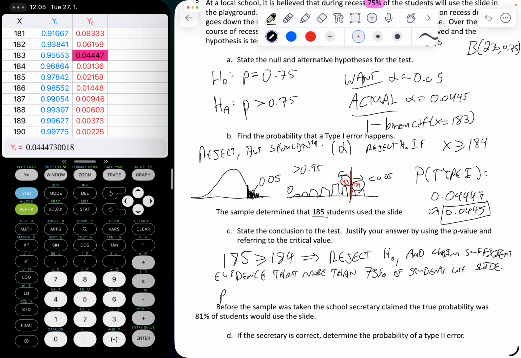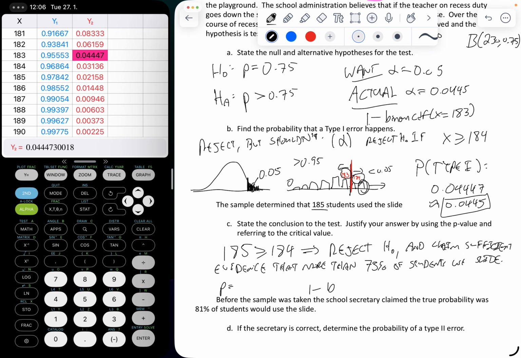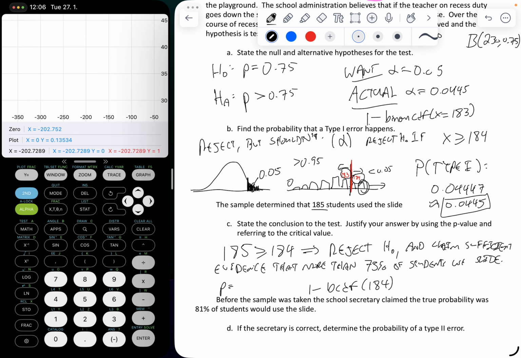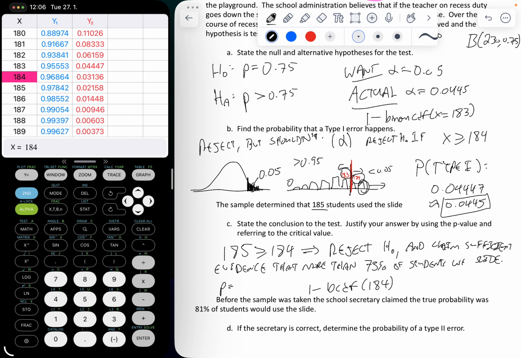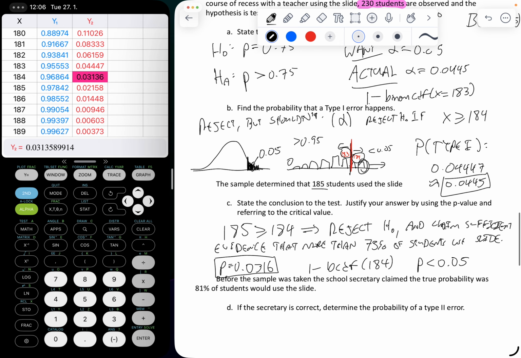Now, if we want the p-value we can get it by looking at our calculator again. So if we want to know the probability that 185 or more, that's going to be 1 minus binomial CDF at 184, because we want to take away everything 184 or less, so it's going to be 185 or more. So on my calculator, if I go to the 184 value, that gives me a probability of 0.0316, right? And we could have used that as well. We used the critical region before, but P is less than 0.05. Therefore, we reject the null hypothesis and claim sufficient evidence that more than 75% of students use the slide.